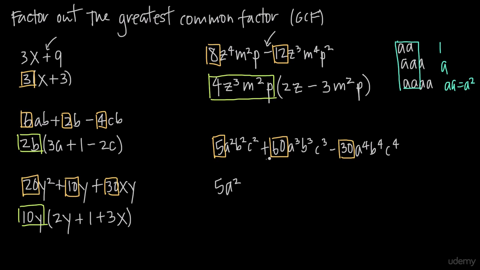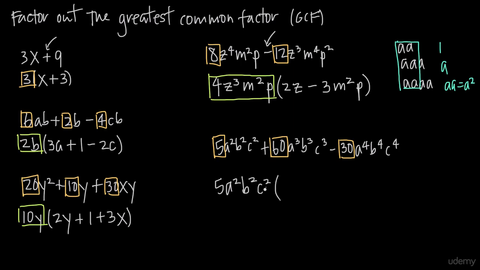Same thing here, we have b squared, b cubed, and b to the fourth. In other words, 2 factors of b, 3 factors of b, and 4 factors of b. Well, we can only take out 2 factors of b, so we can only take out b squared. And then same thing here, c squared, c cubed, and c to the fourth. We can only take out 2 factors of c, or c squared.